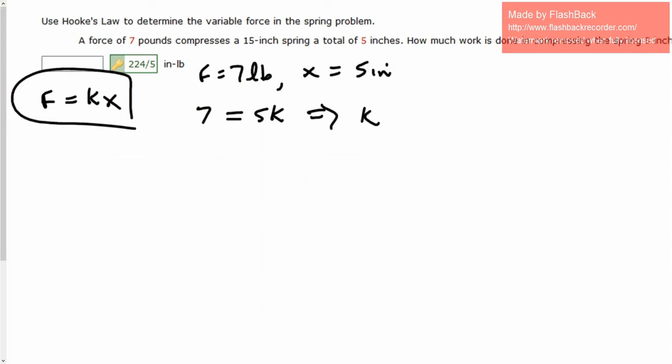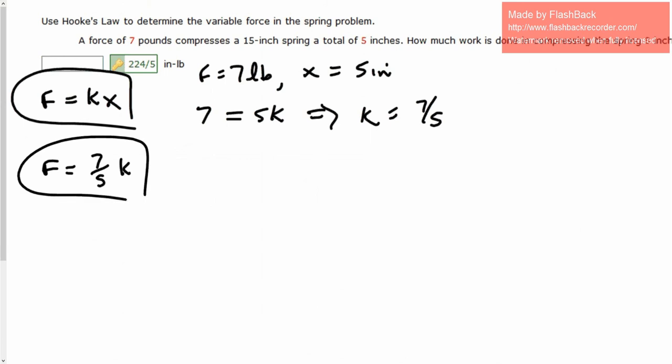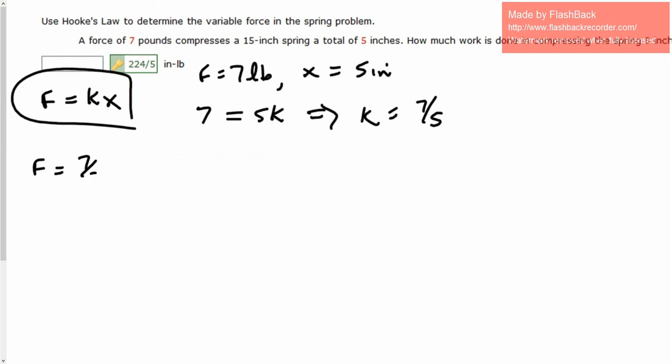So this implies that k is equal to 7/5. So the force formula is 7/5 times k. Excuse me, 7/5 times x. Oh, it's a long day. The force formula is 7/5, 7/5 is k, times x.